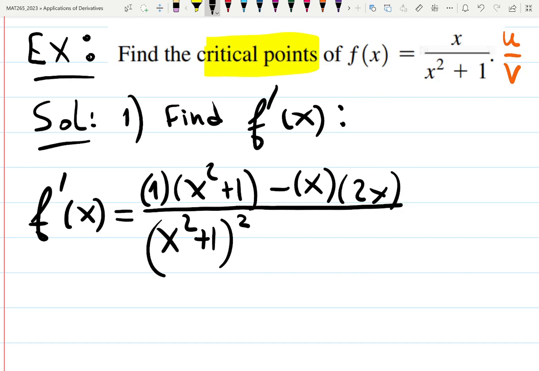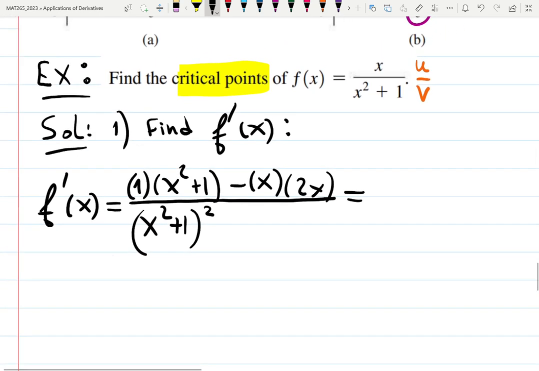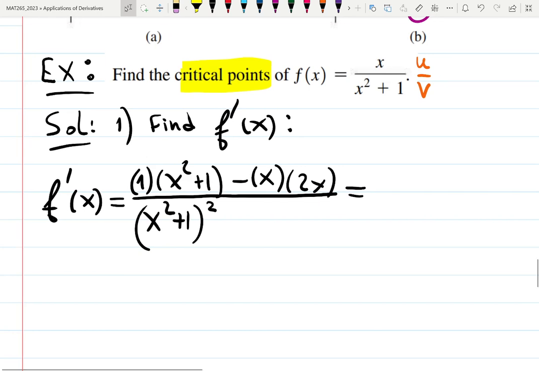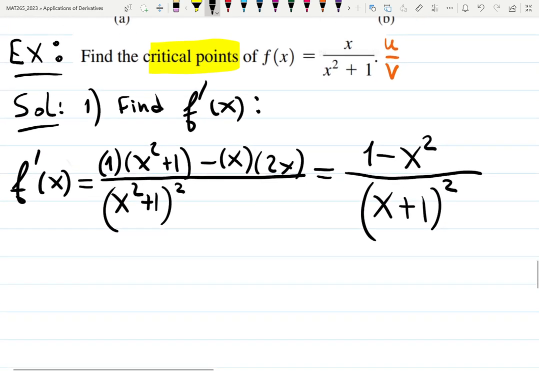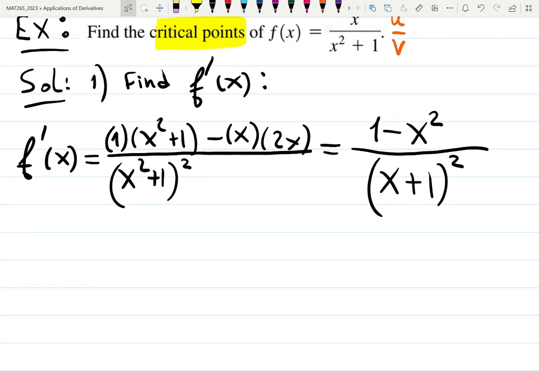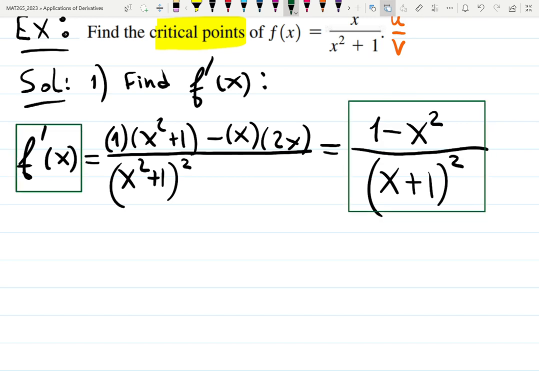Now I want to simplify it, and I'll show you in a second why. I simplify only the numerator, don't touch the denominator. It's already factored, actually, we're lucky. x squared plus 1 minus 2x squared becomes 1 minus x squared. I skip the step, but it's algebra. If you don't believe me, simplify carefully yourself. So put this in the box. It's going to be important to put derivatives in the box. I'm not going to take points off if you don't.